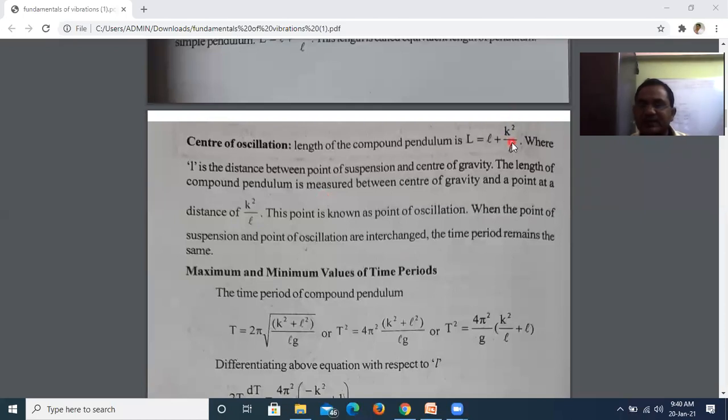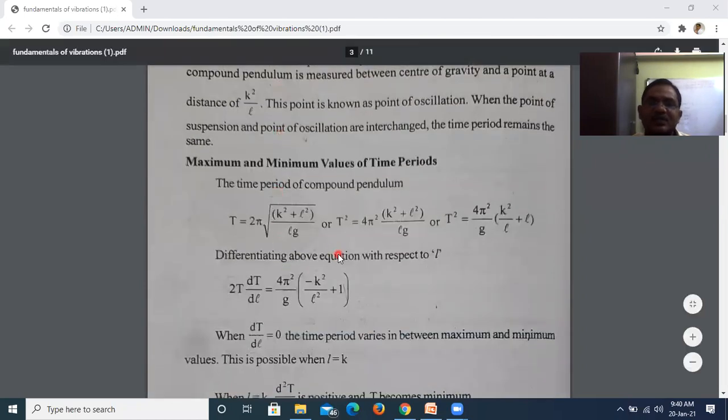k square by l. The point at a distance k square by l from the center of gravity is called the center of oscillation. The distance from S to G is small l, and moving further down from G by a distance k square by l, that point is called the center of oscillation. Then small l plus k square by l represents the equivalent length of the pendulum.